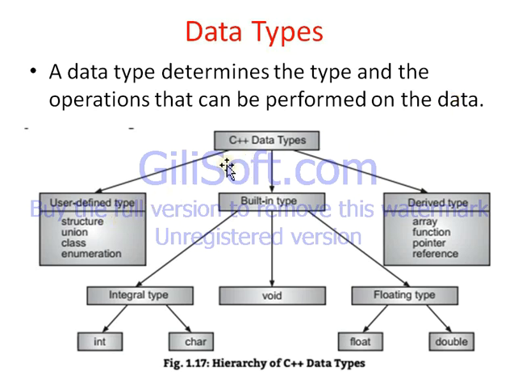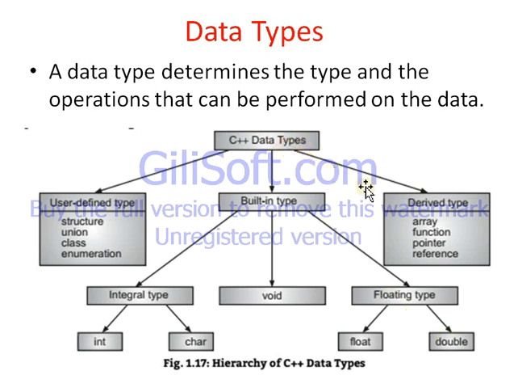There are different types of data types provided in C++. C++ data types can be mainly categorized in three types. First, user defined data type. In user defined data types, there are structure, union, class and enumeration. Next, built-in data type, which includes the integral type, integer and character. Next, void. Next, floating point, in which float and double are there.